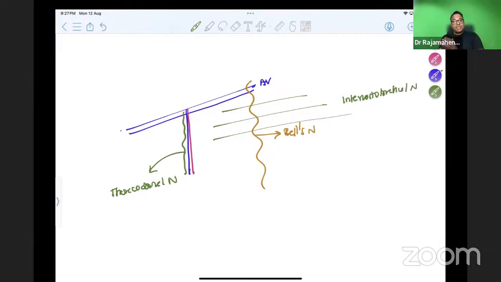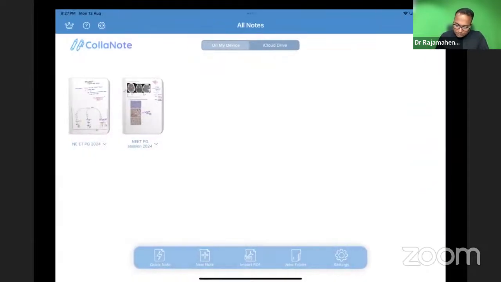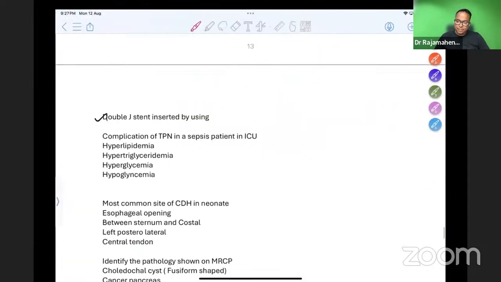So they can ask only these three as images. One, they can ask Bell's nerve, or they can ask the thoracodorsal nerve, or they can ask the small nerves traveling like this, called the intercostobrachial nerve. So only these three can come for your exam. Okay, this is a case of Bell's nerve. From the image, I think this is a Bell's nerve image.